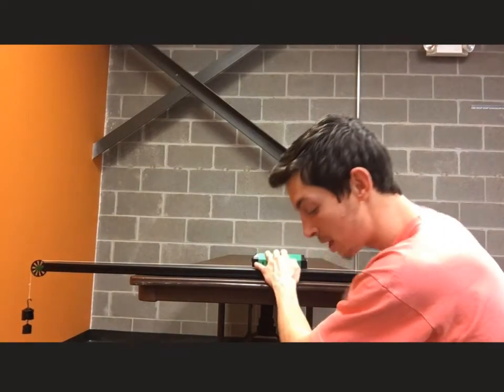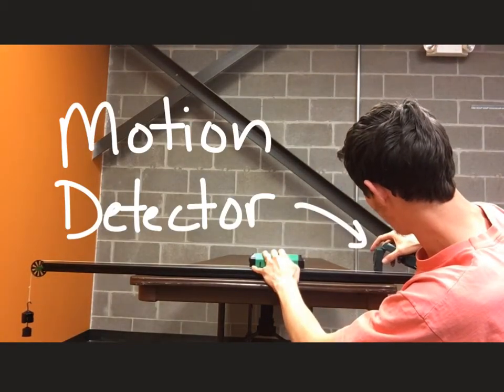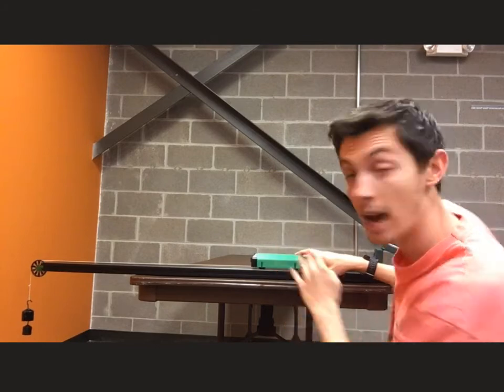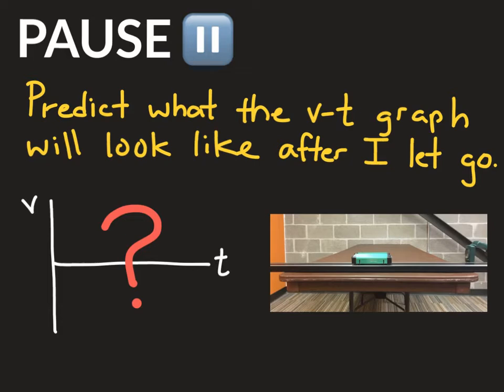And for your help, I'm going to put the motion detector right here on this side, and I'm going to let go. So you draw a velocity time graph to predict what you think is going to happen. Pause the video and predict what the velocity time graph will look like after I let go of the cart. Remember, the detector is on the right side of the cart.